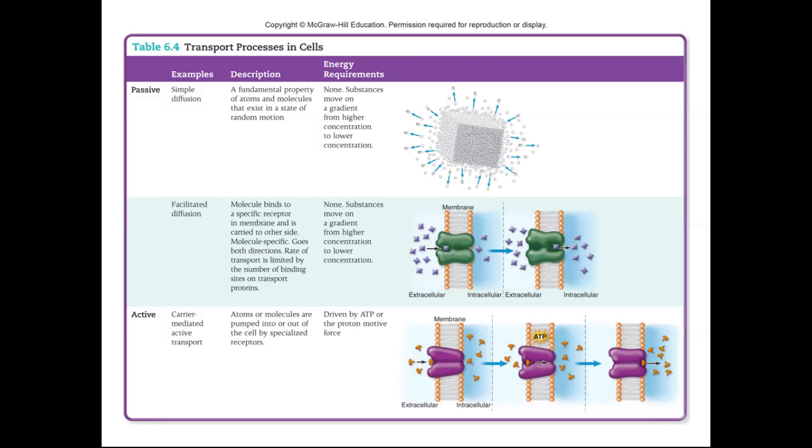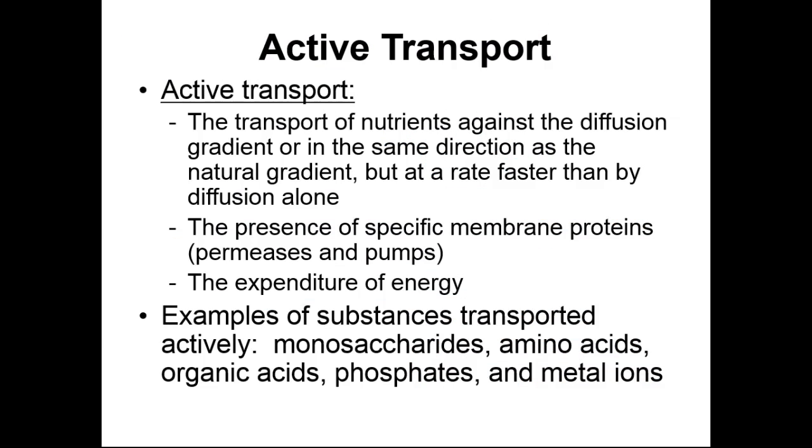Let's review our forms of transport processes. We'll talk about the description on this PowerPoint slide first, and then we'll come back to this figure. So we have active transport. Active transport, by definition, requires energy, the expenditure of energy. It's always going to move something against its concentration gradient, or against the direction of diffusion.